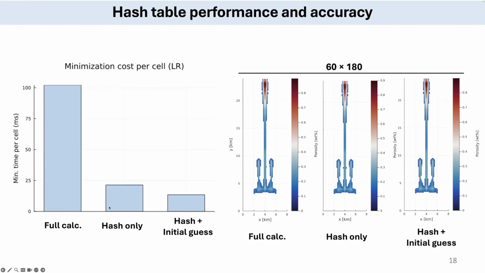Now, if we use only the hash, so without initial guess, we go down to 24 milliseconds per point. And now if we use a hash plus an initial guess, we are around 13 milliseconds per point. Also, here on the right, you can see an example to show the accuracy. Between all of those models, we don't have major differences. So in terms of accuracy, we are quite close, either when using the full calculation or the hash model plus the initial guess.